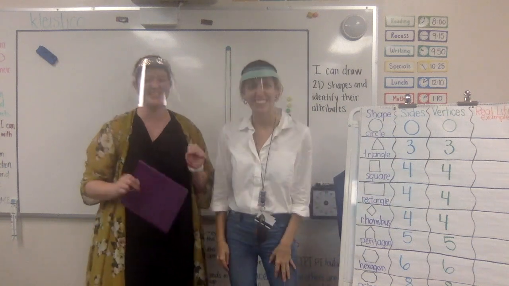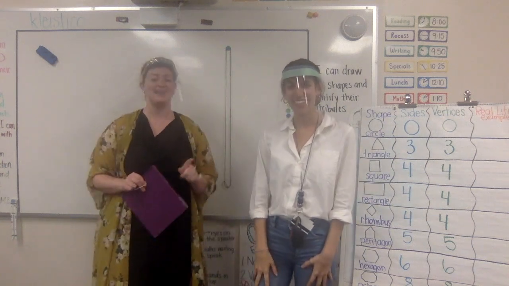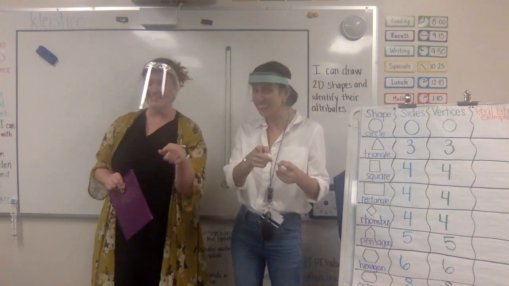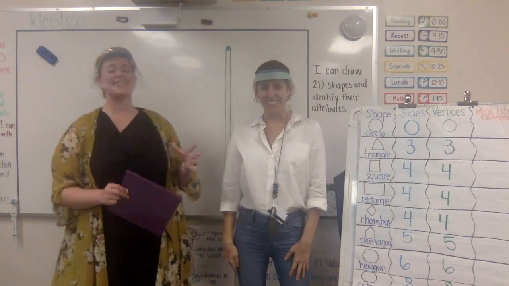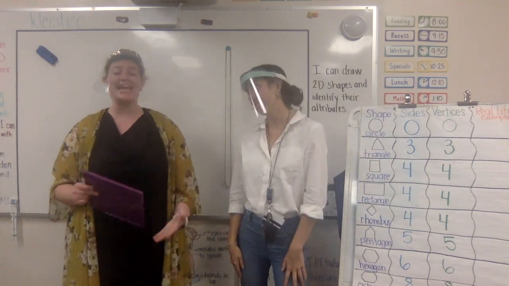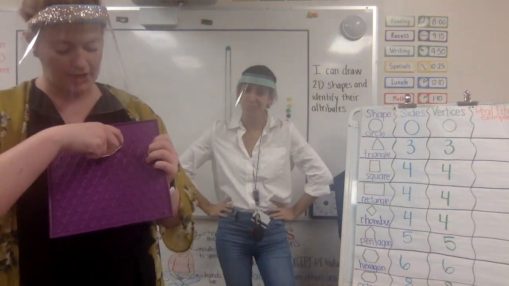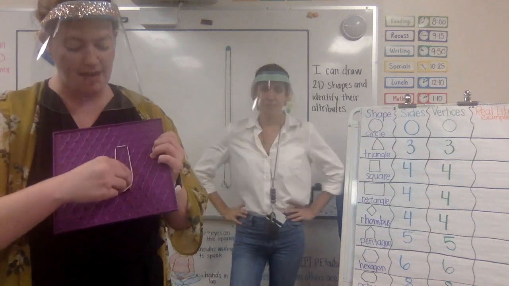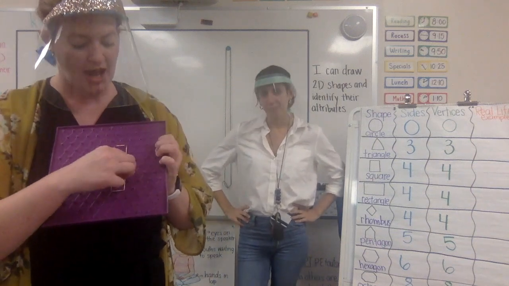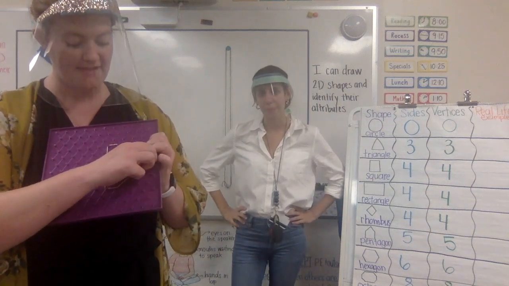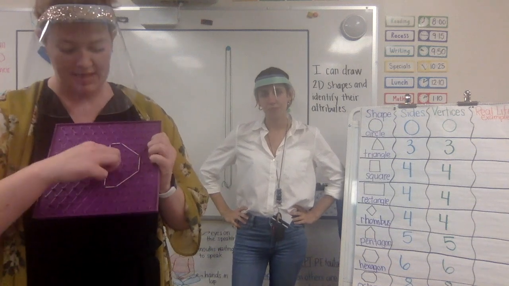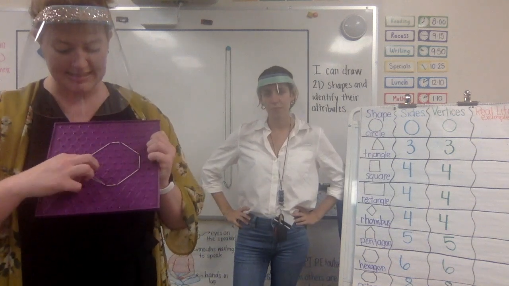Okay, we have our challenge shape last. What is it? It's octagon. Yeah, you're right. Our octagon has 8 sides and 8 vertices, and it's definitely going to be tricky to build it on this geoboard. I know it has a flat top and a flat bottom. I also know that it's going to have a flat side and a flat side.